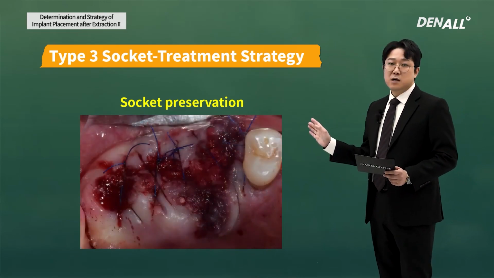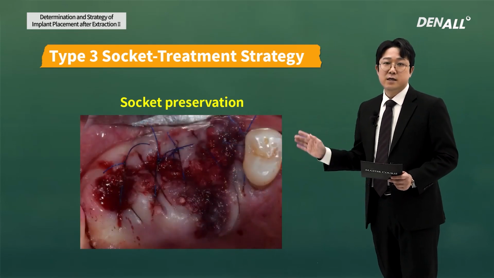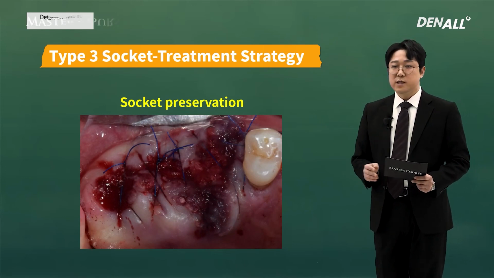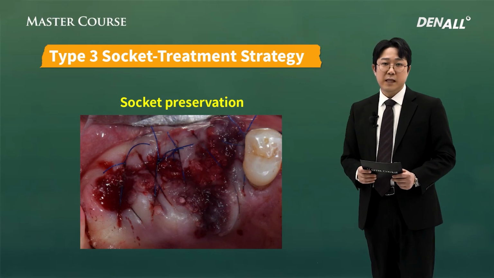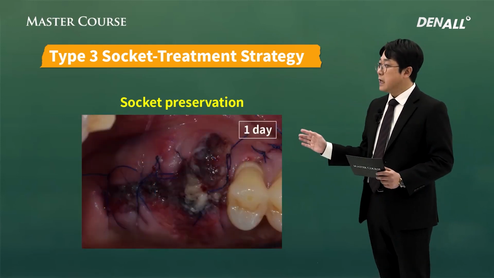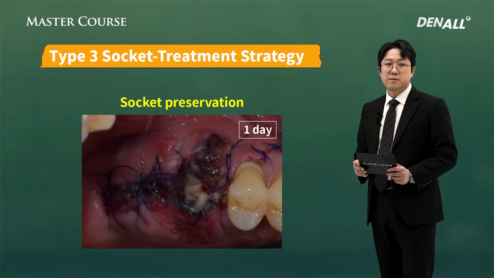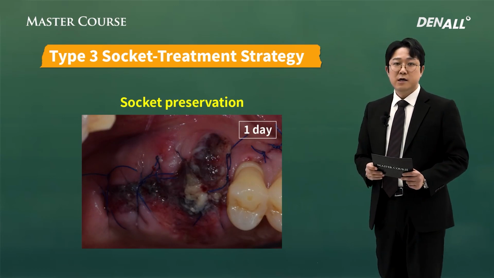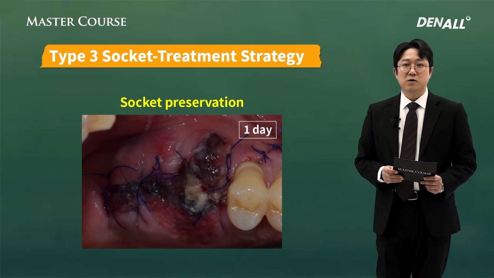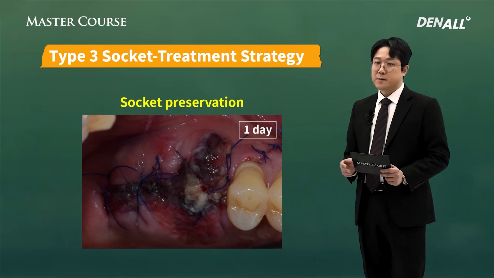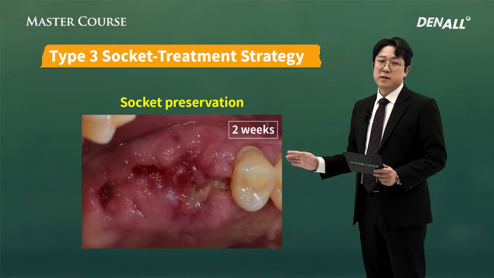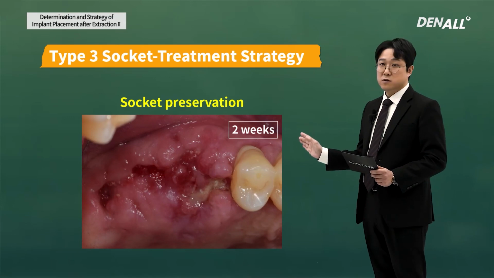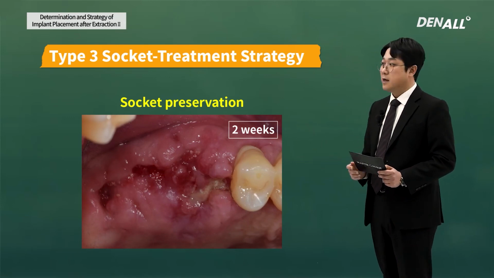Suture was done. When you do suture, you should use various matrix sutures for flap approximation. That'll be favorable. This is the day after surgery. If you maintain the blood clot that has formed well, soft tissue healing will be done nicely. This is after 2 weeks when the suture was removed. You can see nice soft tissue healing.